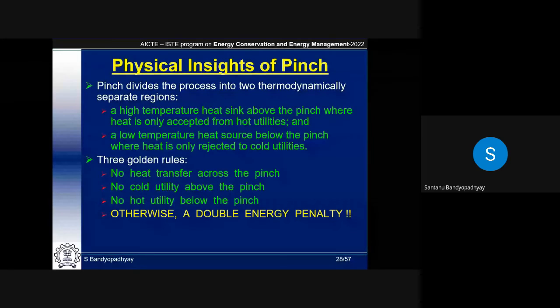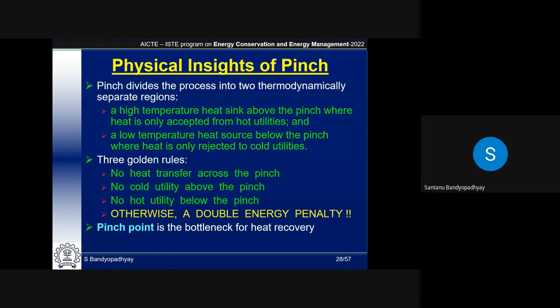And there are 3 golden rules we always use, and this is one of the simple tools that we go for energy conservation in existing industries. No heat transfer across the pinch, or you try to reduce it as much as possible. No cold utility above the pinch, no hot utility below the pinch. If you violate any one of them, you have to have double energy penalty. So in that sense, pinch point is the bottleneck of heat recovery.